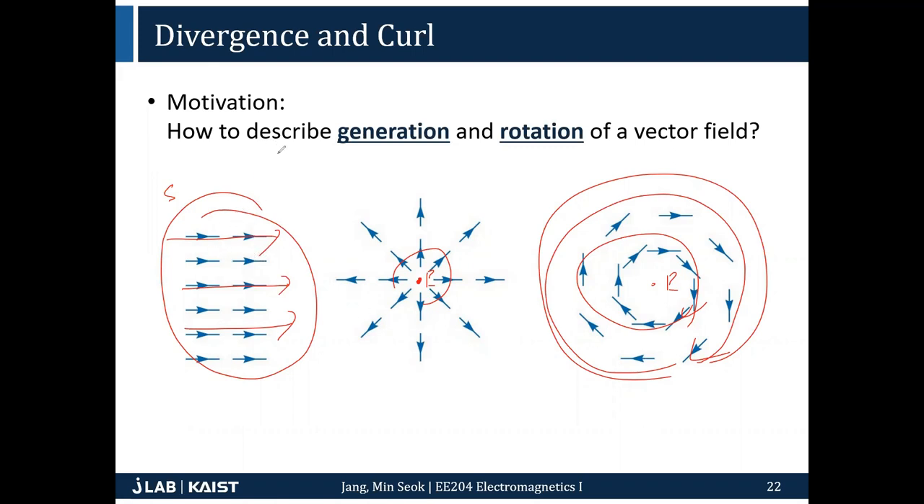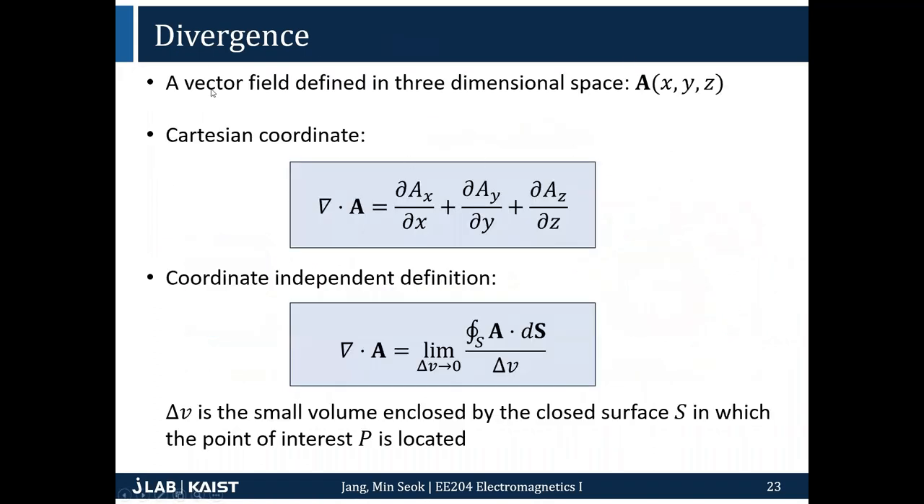So you can come up with some vector quantity that can describe the generation or the rotation of the vector field. And I would say divergence is about the generation of the vector field. Let me tell you why this is the case. But before then, let's just look at the definition first.